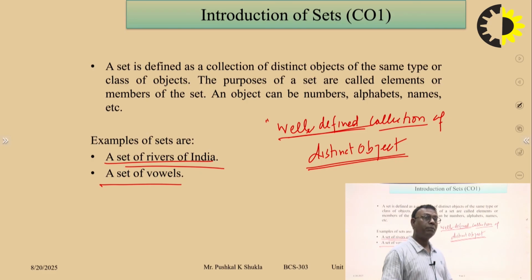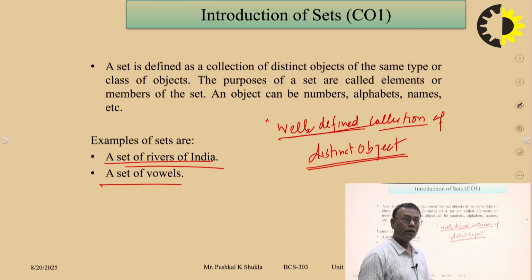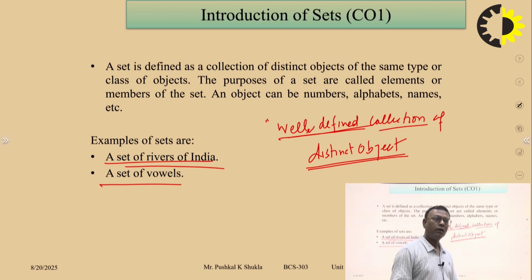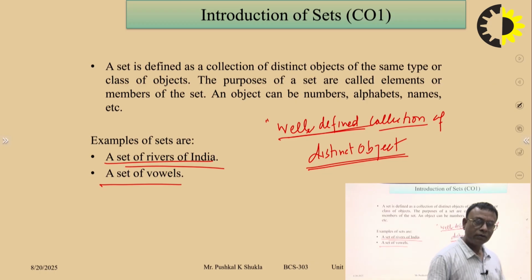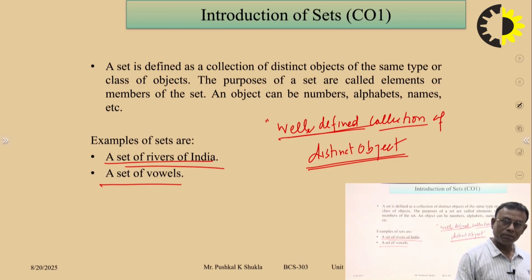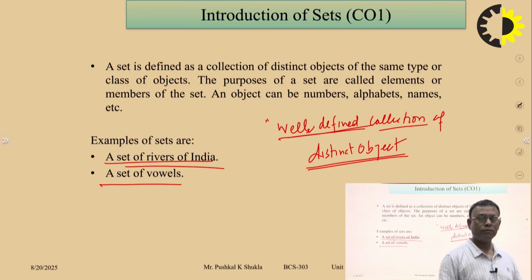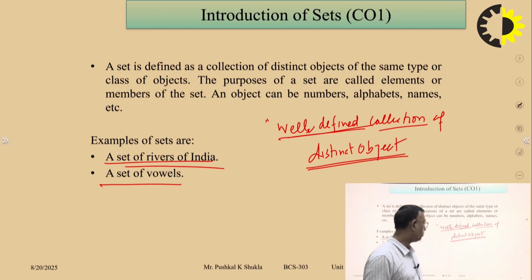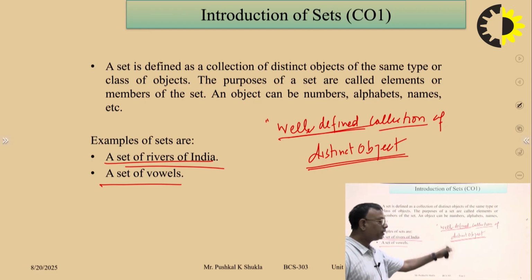Distinct objects means repetition is not allowed. It means if we allow repetition, then it is the case of a multi-set actually. In a multi-set we allow it, but in a set we simply do not allow repetition. So a well defined collection of distinct objects is a set.